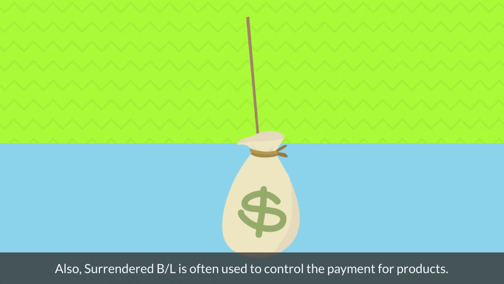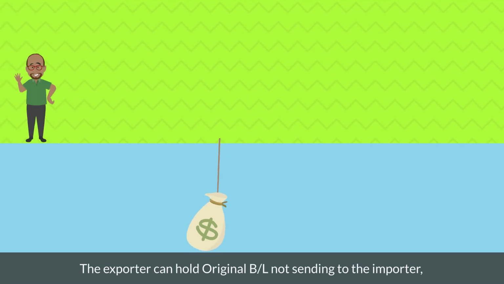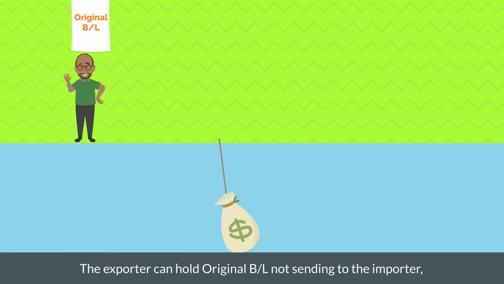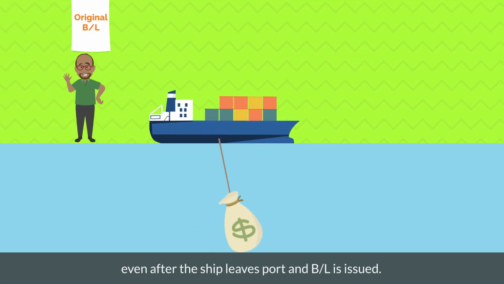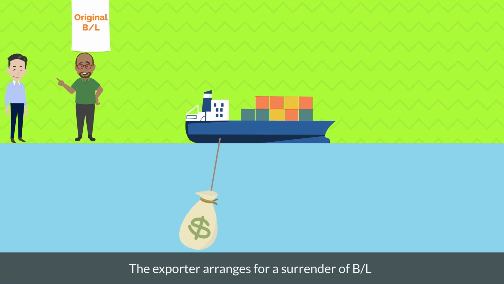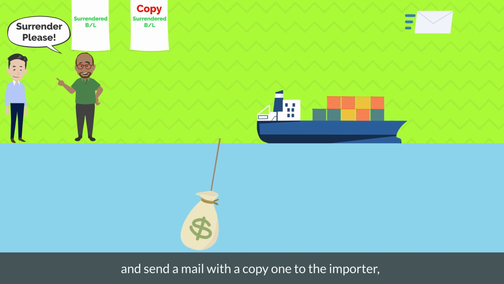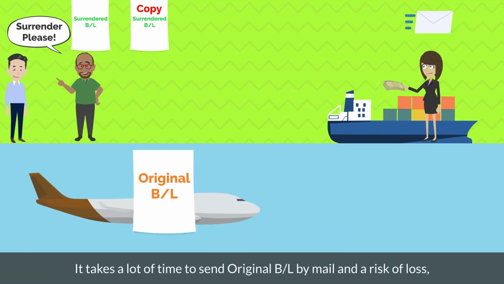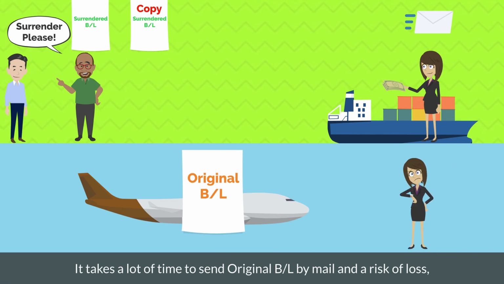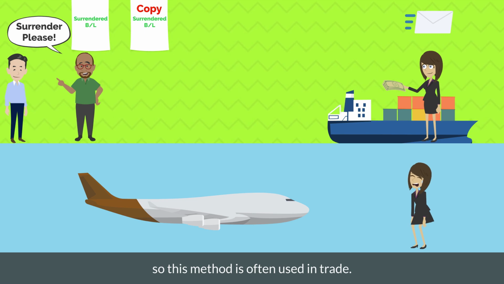Also, surrendered BL is often used to control the payment for products. The exporter can hold original BL without sending it to the importer, even after the ship leaves port and BL is issued. The exporter arranges for a surrender of BL and sends a copy to the importer when confirming the payment for the product from the importer. It takes a lot of time to send original BL by mail and there is a risk of loss, so this method is often used in trade.